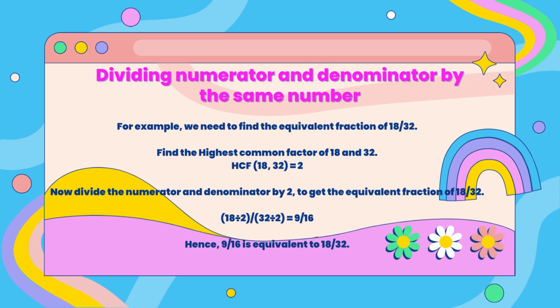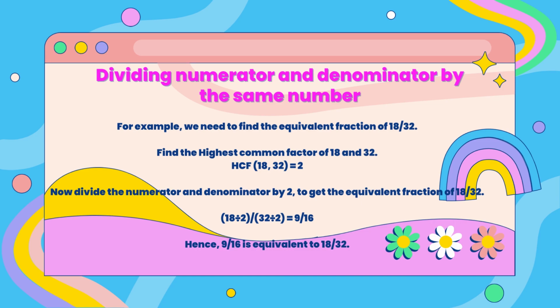Dividing numerators and denominators by the same number. For example, we need to find the equivalent fraction of 18 over 32. Find the highest common factor of 18 and 32. Now divide the numerator and denominator by 2 to get the equivalent fraction of 18 over 32. 18 divided by 2 and 32 divided by 2 equals 9 over 16. Hence 9 over 16 is equivalent to 18 over 32.